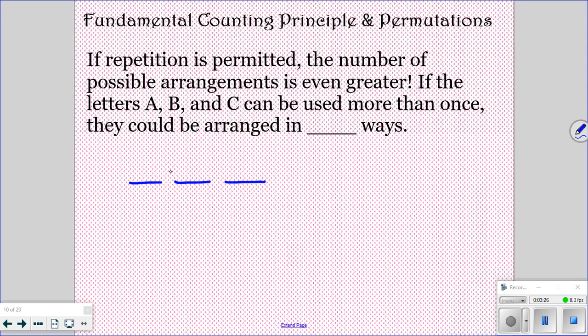So we're arranging them in a set of 3. So y'all see if you can figure that out real quick. All right, so if we can pick A, B, or C for the first slot, then there are 3 ways we could pick those. But it says if repetition is allowed. So again, we can put 3 here because we could use A, and we could put A here. So we could do 3, 3, and 3. So if you multiply those, that gives you 27 different ways to arrange A, B, and C if repetition is permitted. So if you allow repetition, you're going to have a lot more arrangements allowed.